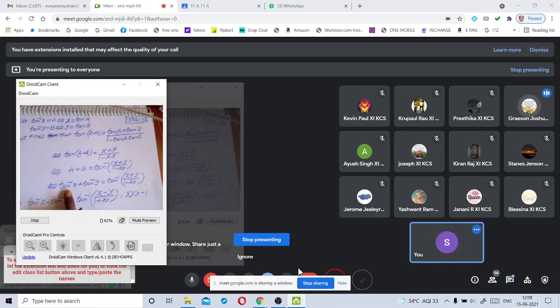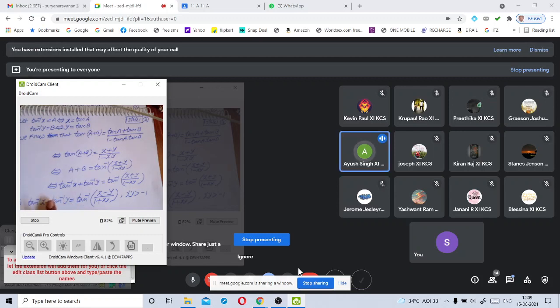Yes, sir. Tan inverse of x plus tan inverse of y equals tan inverse of (x plus y) by (1 minus xy), where xy is less than 1. And tan inverse of x minus tan inverse of y equals tan inverse of (x minus y) by (1 plus xy), where xy is greater than minus 1. Very good, my dear Grayson. Ayush Singh, read these two lines.